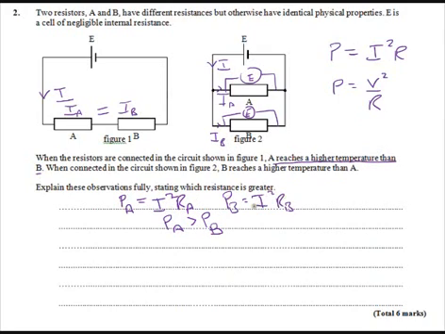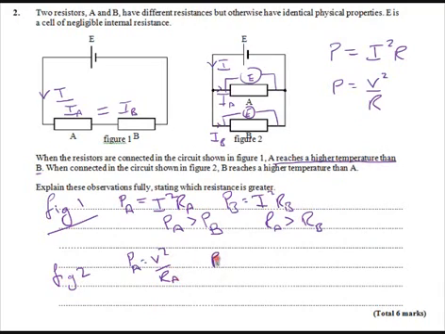Okay, but the I's are the same, so the only way that can be true is if RA is bigger than RB. Okay, in the second circuit, this is for figure 1 here. For figure 2, right, then there's no point in us using this equation because the currents are different. We're going to end up with 2 unknowns in our equations. But in figure 2, we know that PA is V squared over RA, and PB equals V squared over RB.